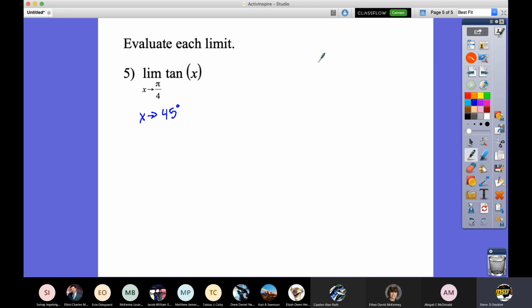All right, and then you could do a couple different things here. All right, technically, you could use your calculator if you wanted to, and remember, we have to evaluate this from both sides. All right, so I would go tangent of 44, and Jacob, you're going to get that for me, and tangent of 46.